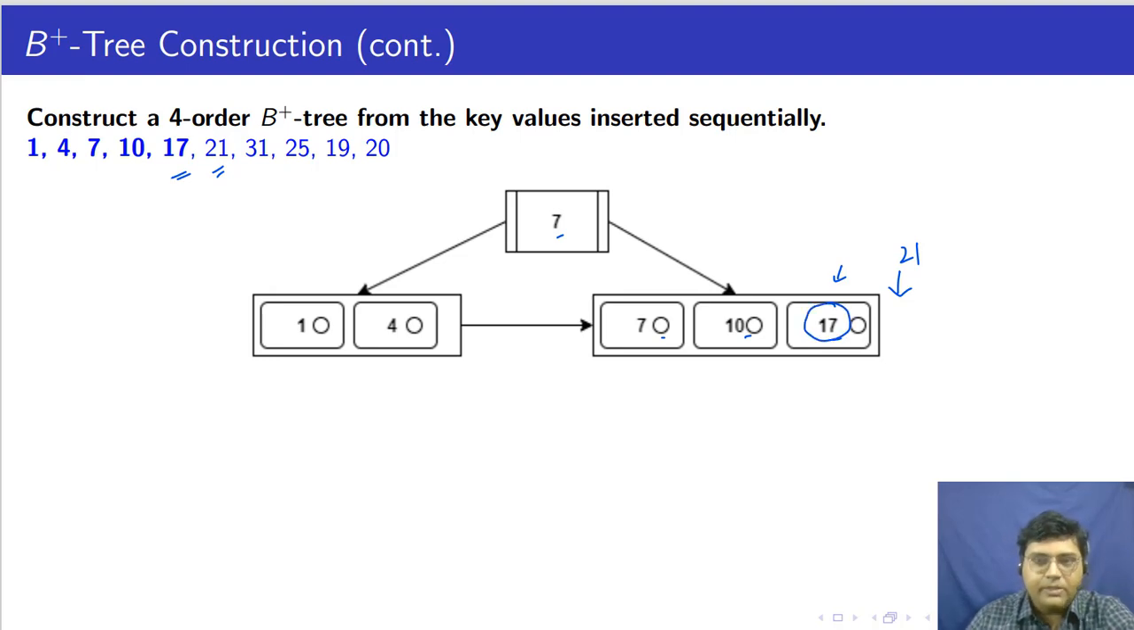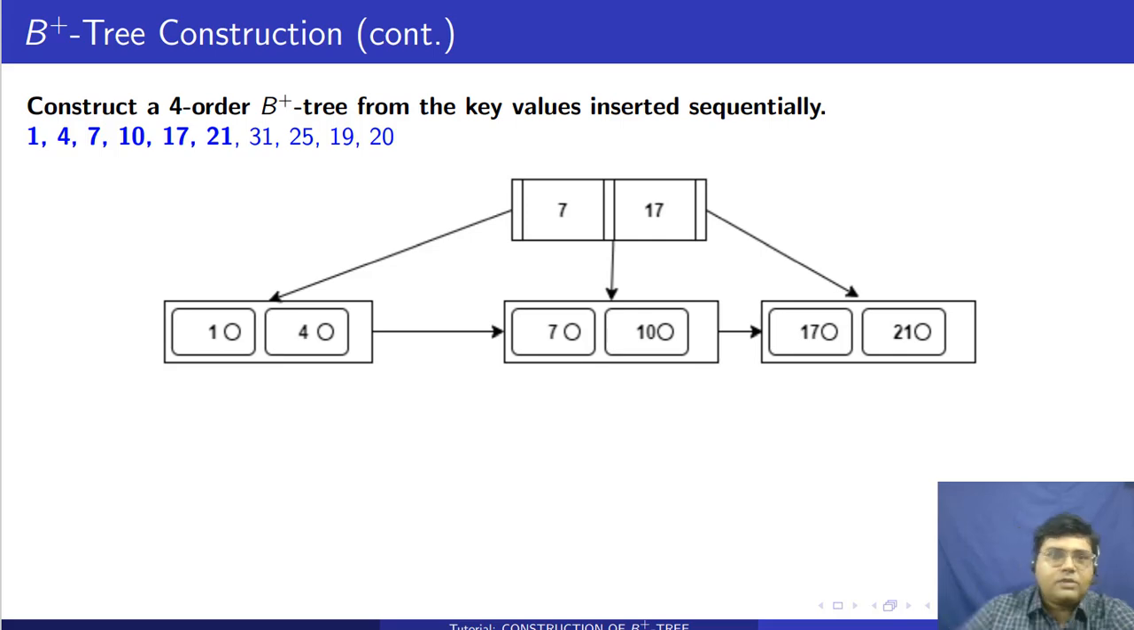So that means this 17 will go up. It will be merged with 7. So on the left side of the 17, I'll have 7 and 10. On the right side of the 17, I'll have 17 and 21. So if you check out what will happen after 21, you can see here that on the left side of 17 we are having 7 and 10, and the right side I am having 17 and 21.